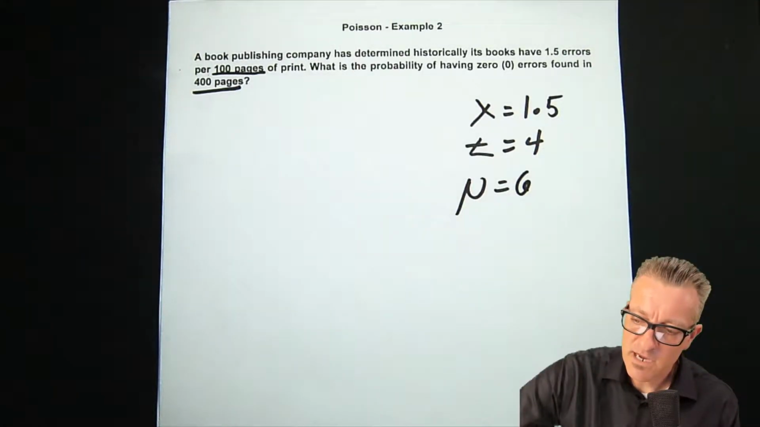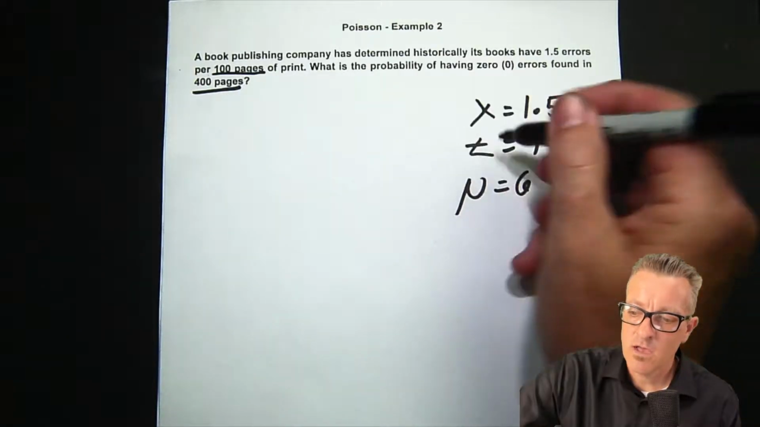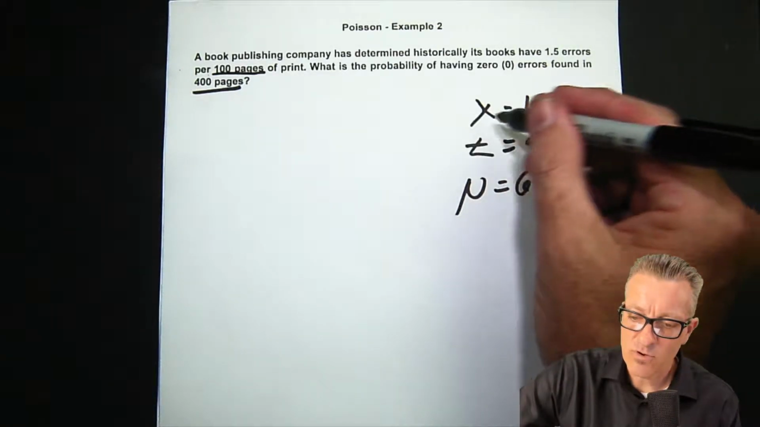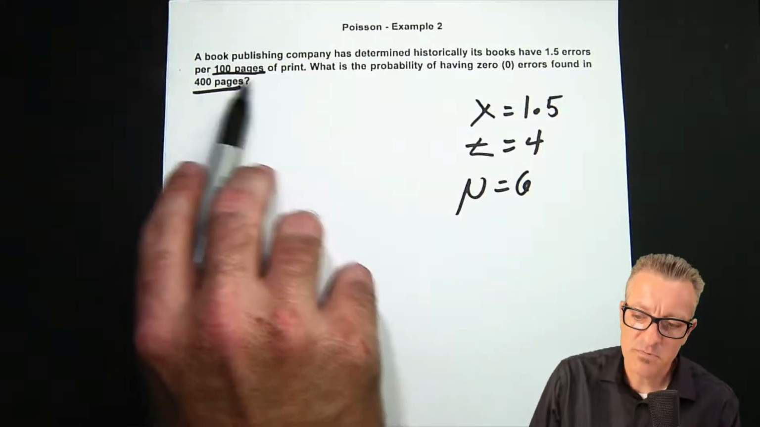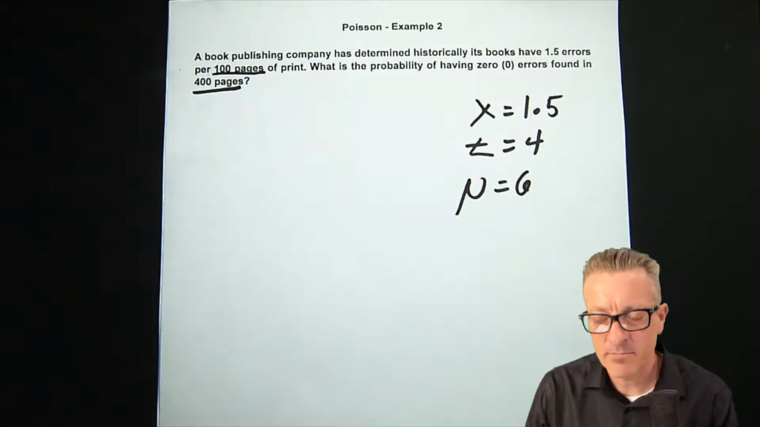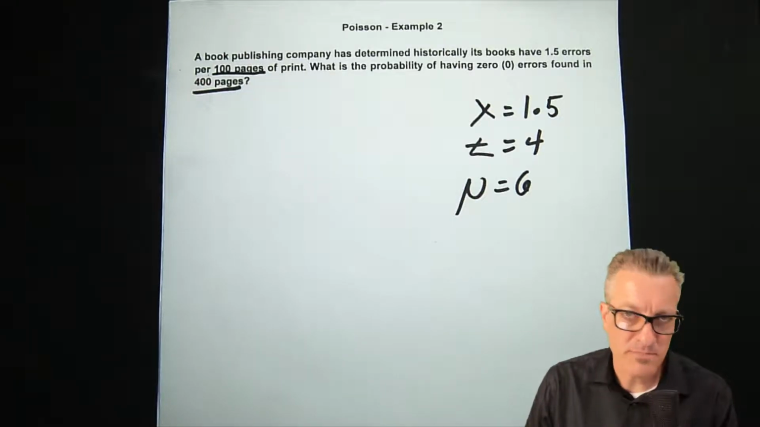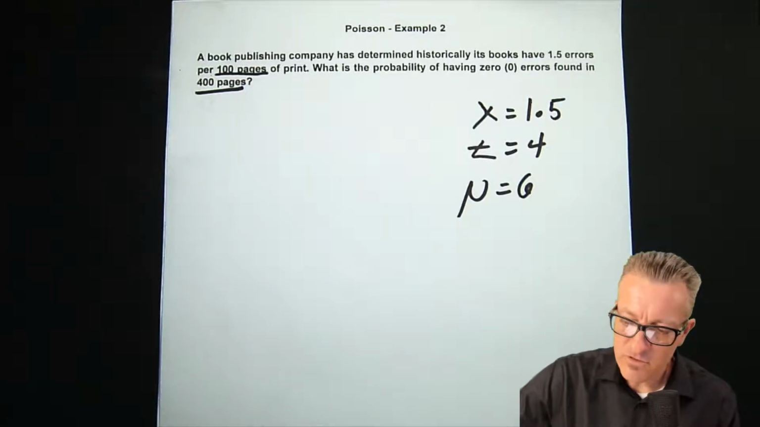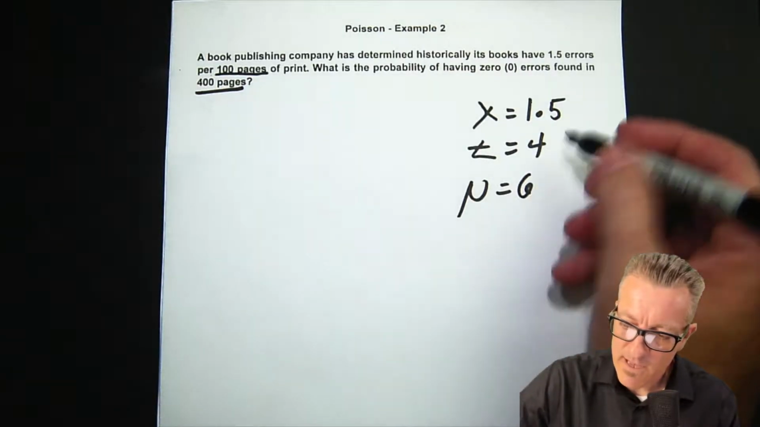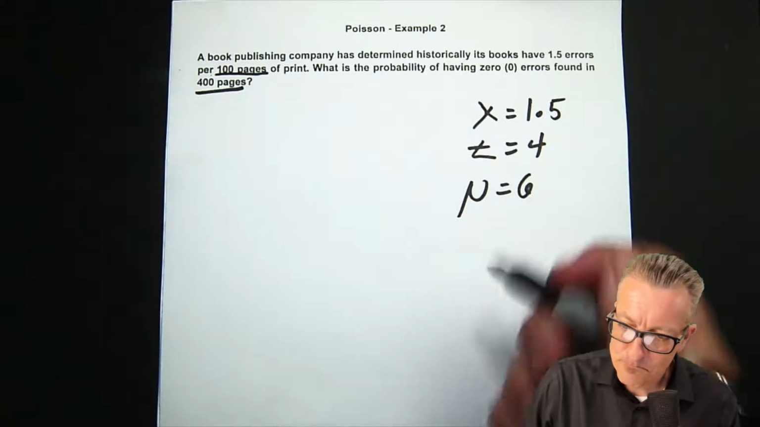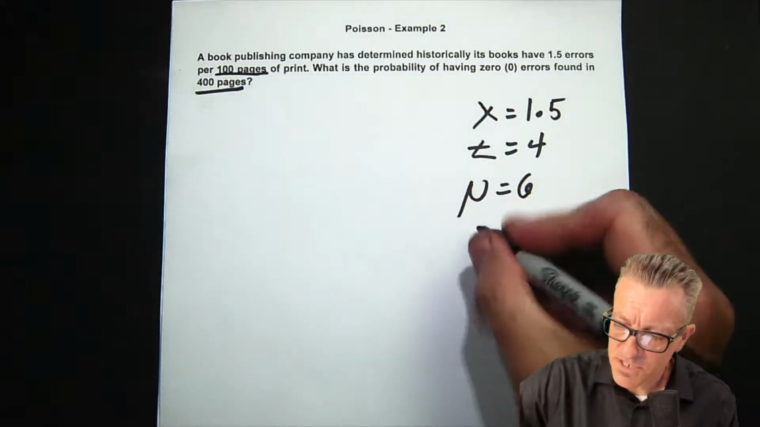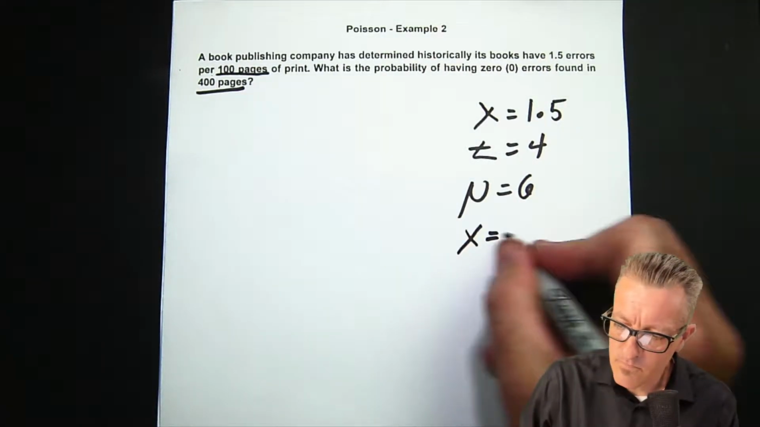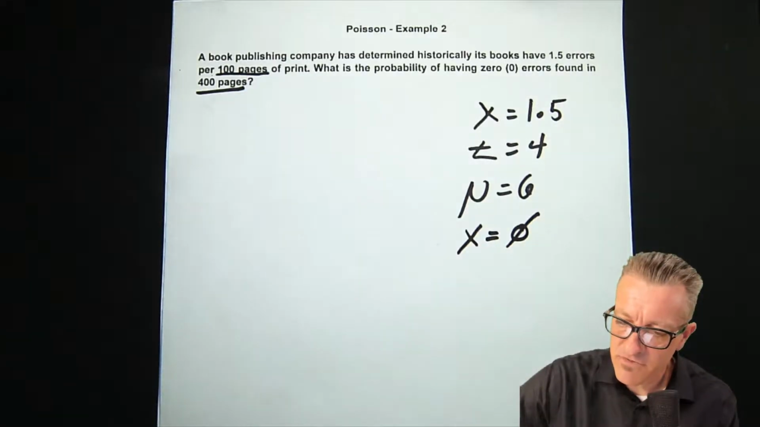In the last one, the time was just 1, so the time wasn't as important because we were looking within 100 pages, which was the interval of our lambda. But this one is 4 times as large an interval, so now we actually have to change our time, and that's why we have the mu like that. We're still looking for x, which is 0. That's not much different.